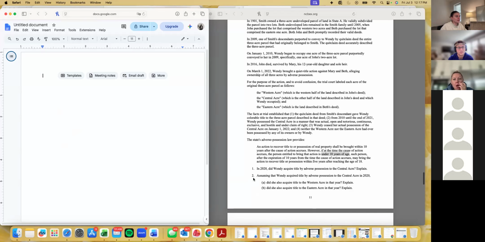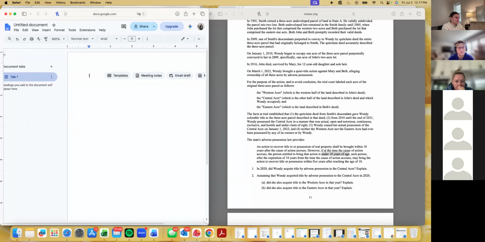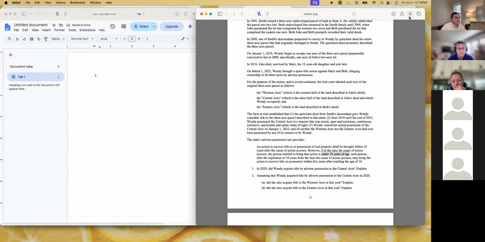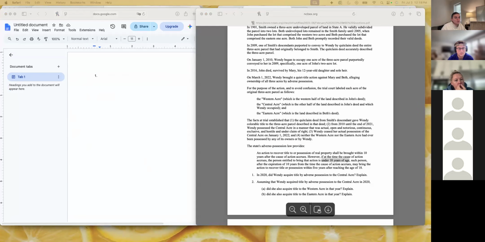Okay, so what is the issue for number 1? Whether they have adverse possession, whether we acquire adverse possession. Okay, so how would you word that? Our bar prep professor was just like, just reuse what they're asking you. So the issue is whether in 2020, Wendy acquired title by adverse possession of Central.